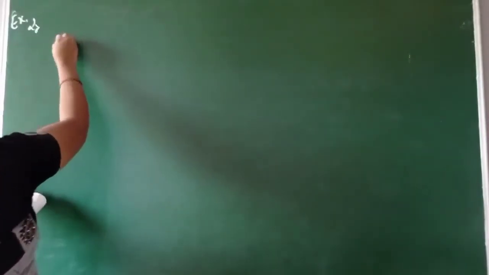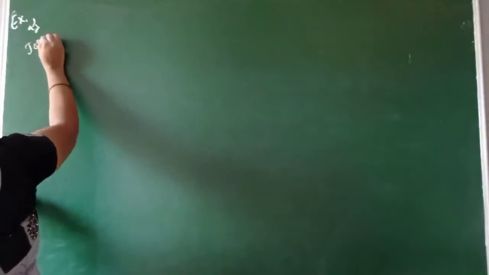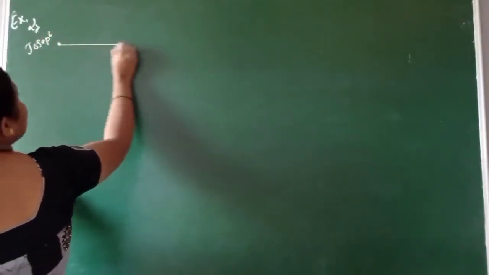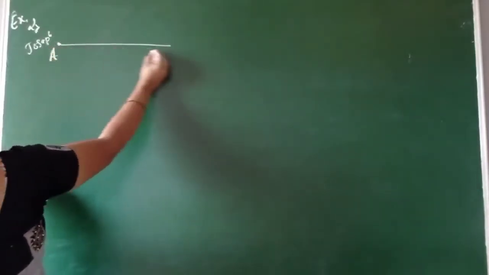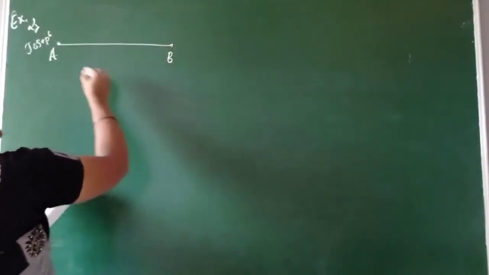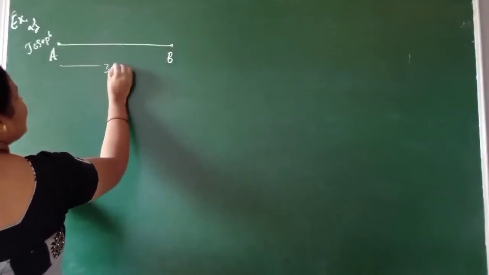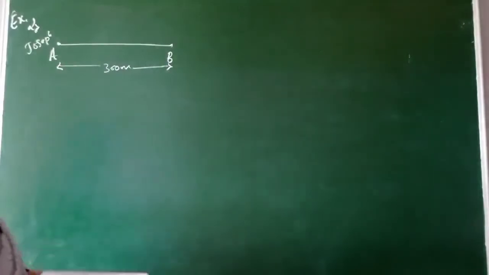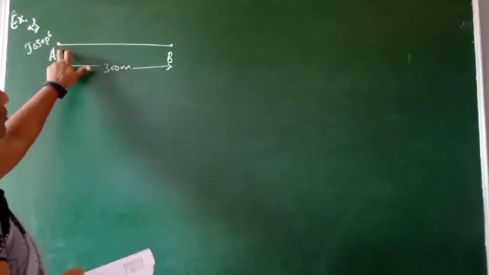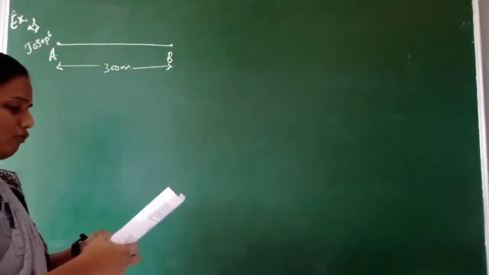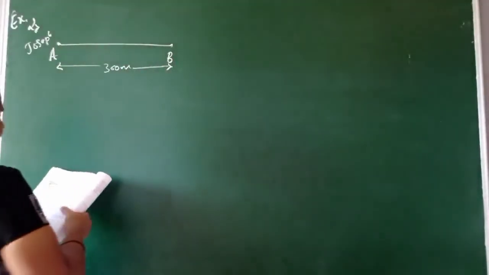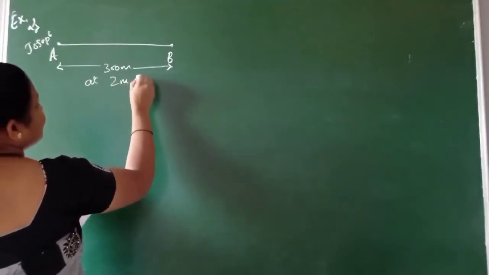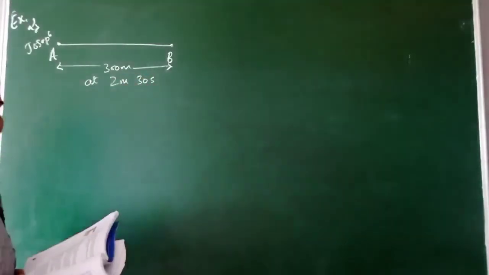For example, Joseph is making a jog from point A to B. Up to this, how much distance is there? 300 meter. Isn't it, children? So, first he will travel from point A to point B. In what amount of time? That is 2 minutes 30 seconds. Isn't it, children?